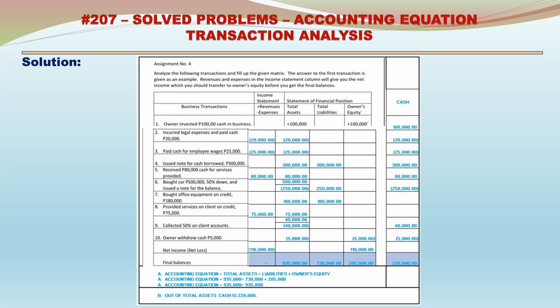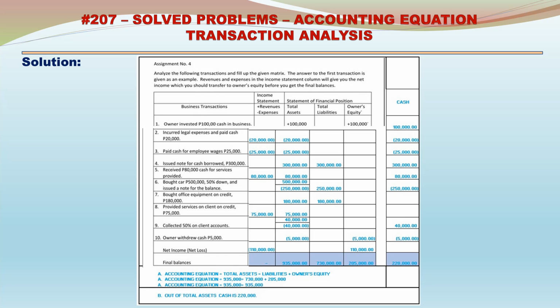6. Bought car 500,000, 50% down and issued a note for the balance. 500,000 asset is coming, 250,000 cash is going out, 250,000 note liabilities is on the increase. 7. Bought office equipment on credit 180,000. Assets debit 180,000. Liabilities increase 180,000.